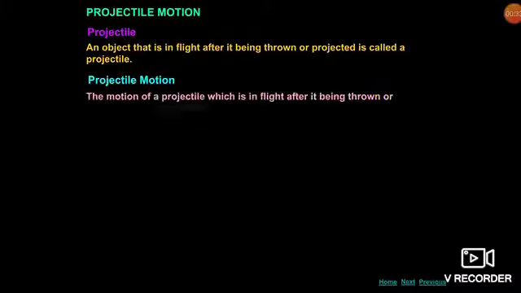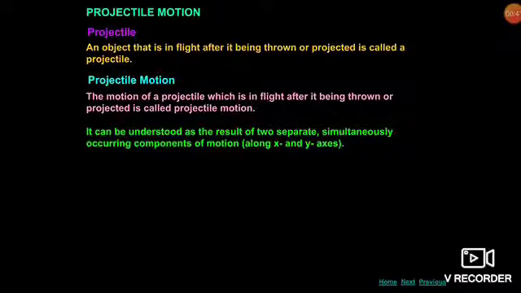Now what is a projectile? We understand this first. An object that is in flight after being thrown or projected is called a projectile. And what is projectile motion? The motion of a projectile which is in flight after being thrown or projected is called projectile motion. It can be understood as a result of two separate, simultaneously occurring components of motion along the x-axis and y-axis.